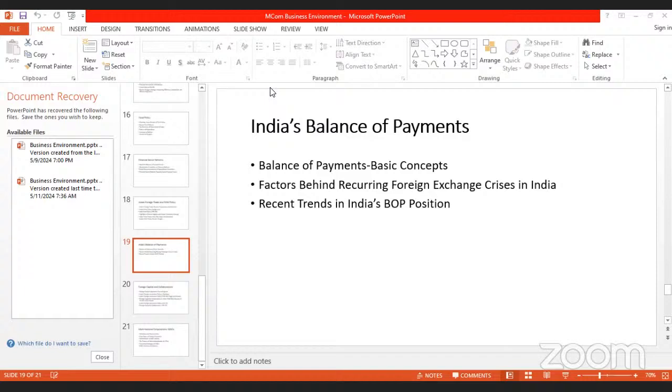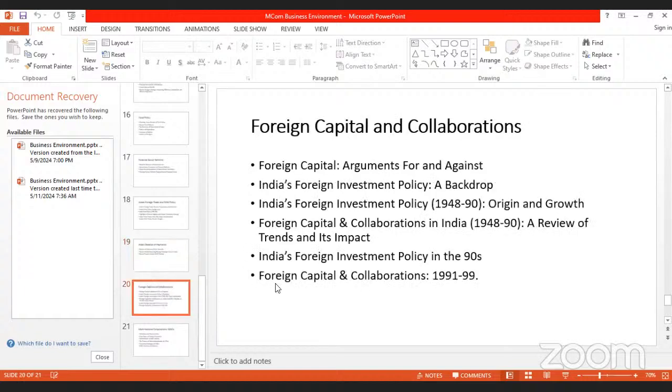Okay, right. So this was all about India's balance of payment concept. The next concept is Unit 19, foreign capital and collaboration. Give me a moment, I'll start this topic in just a minute.